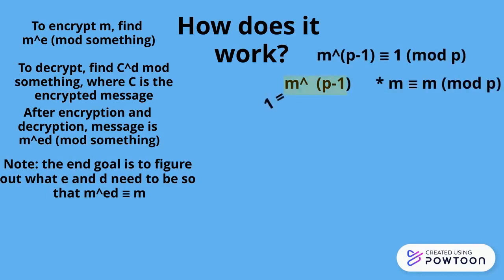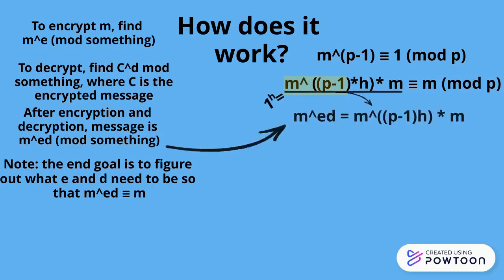The first insight we can have is that if we multiply the exponent by any number, let's call it h, this 1 will be raised to the power of h. But 1 to the power of anything is just 1, so we can put this h here, and the equation remains otherwise the same. Now, we'll set m to the power of ed equal to m to the power of p minus 1 times h times m.